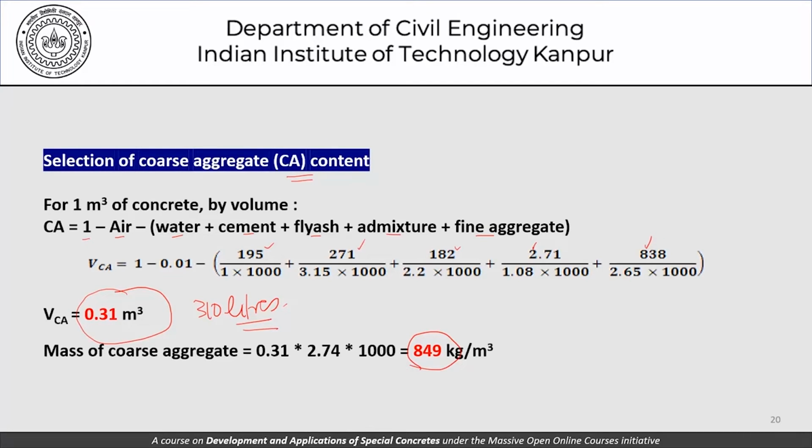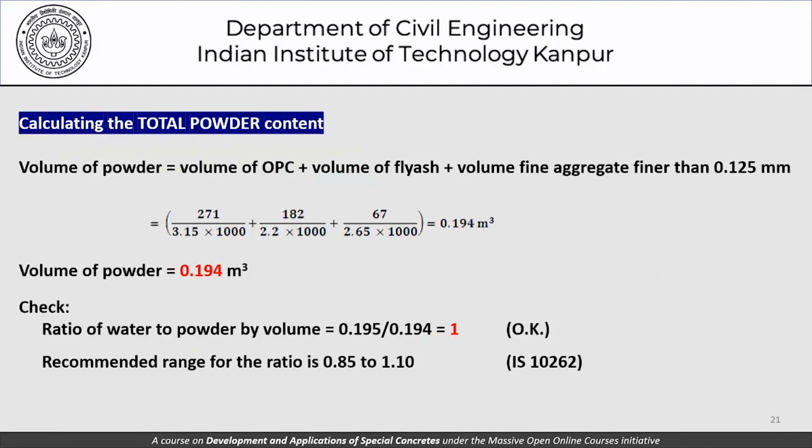So we are looking at a self-compacting concrete with about 30 or 31% of coarse aggregates. Now let's check the total powder content in the mix. The volume of powder is the volume of OPC plus volume of fly ash plus the volume of fine aggregate finer than 0.125, and that's something which is known to us. And we find that this number is nothing but 0.194 cubic meters.